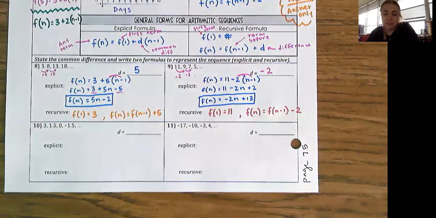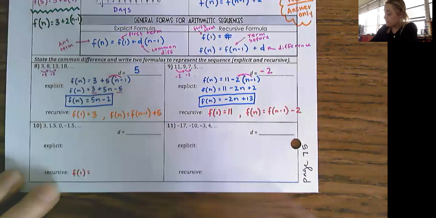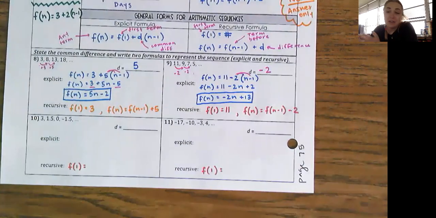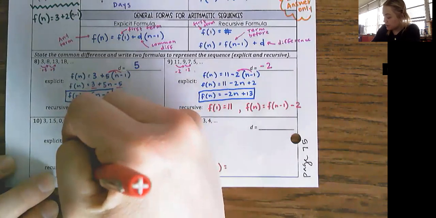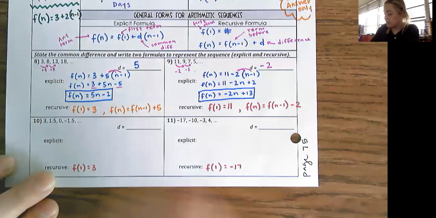If you're feeling confused on the common difference, let me give you a quick hint. It will always start with f of 1 equals the first term. In fact, even looking at these last two, I can see that the first term is 3, and the first term here is negative 17. That part should not be difficult.